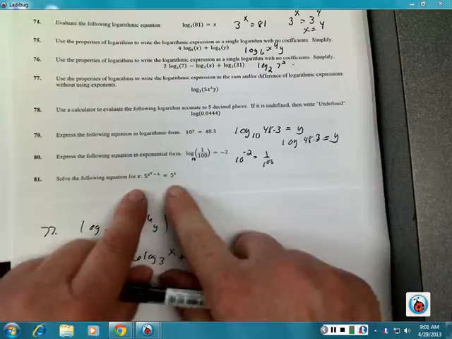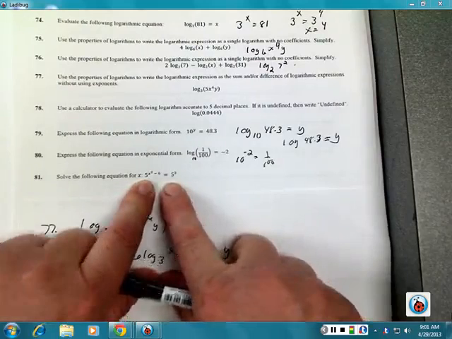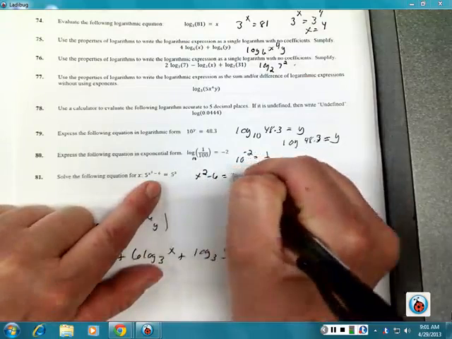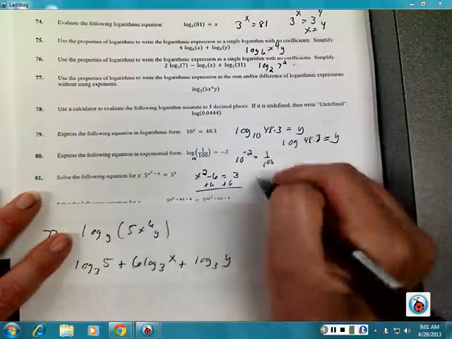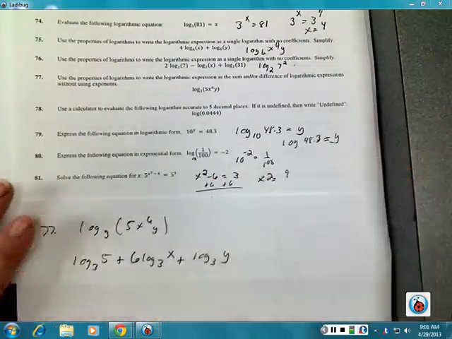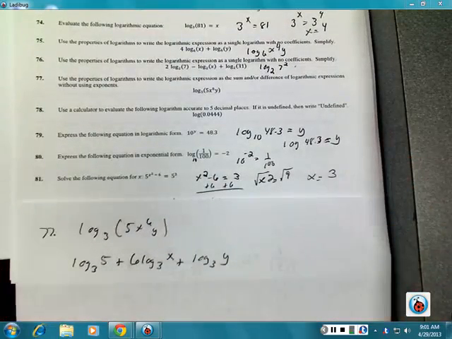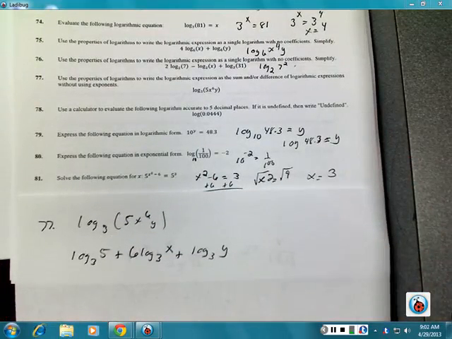And then 81 says, solve the following equation for x. We have like bases. So what has to happen if I have like bases? You drop them and you set the two exponents equal to each other. x squared minus 6 is equal to 3. So I add 6 to both sides, and I find out that x squared is equal to 9. Take the square root of each side, and we find x is equal to 3. So you wanted to put negative 3 and positive 3 in the answer, but it's only 3. Remember we can't have a negative if we're dealing with logs.